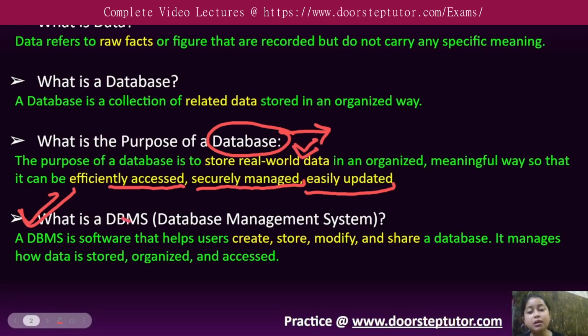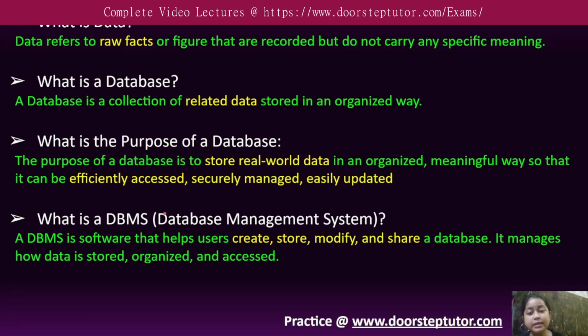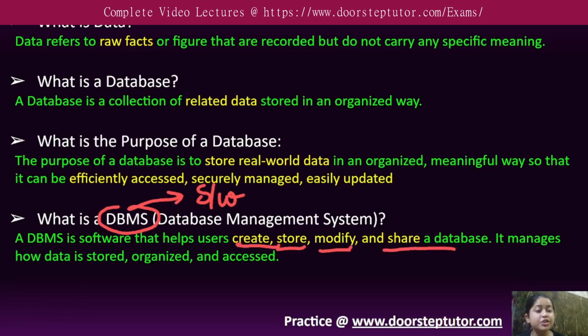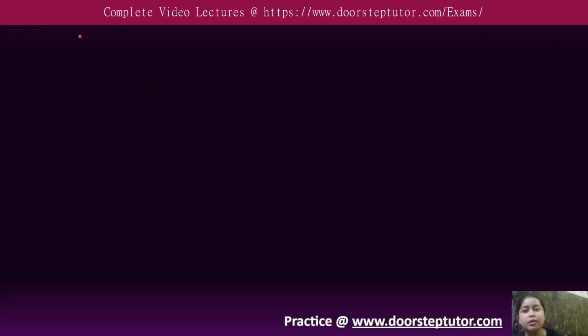A DBMS is a software that helps users to create, store, modify and share a database. It manages how the data is stored, how the data is accessed and how the data is going to be organized. So this software is very important. This software acts as an interaction between the user and the database.